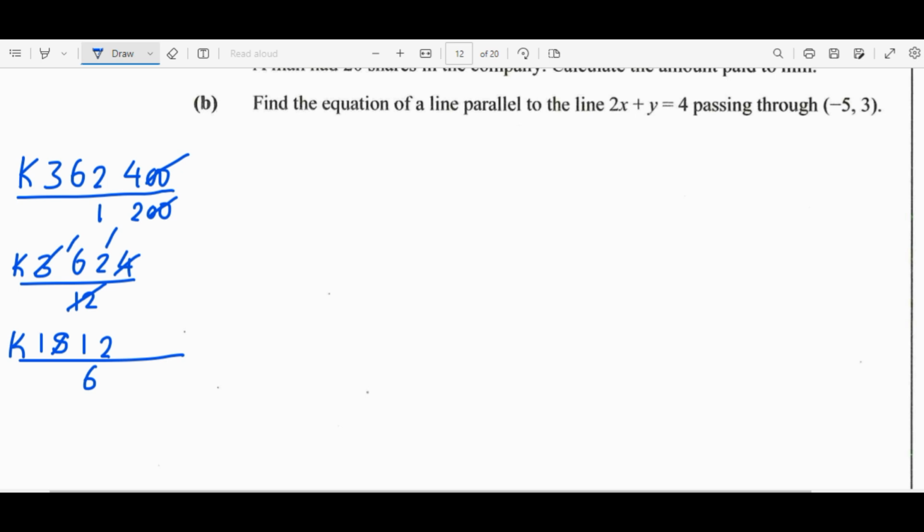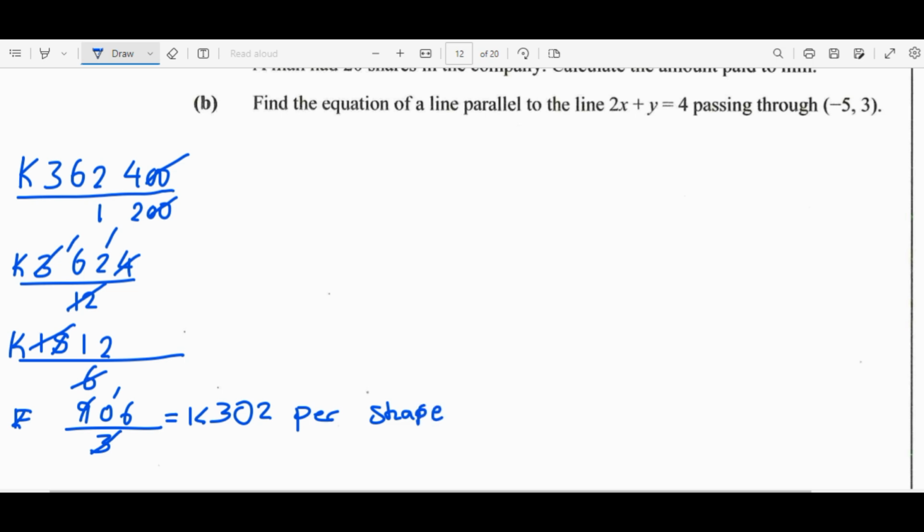Then from there, if 6 is still hard for you, you can still reduce. So 2 into 6 is 3. 2 into 18 is 9. Then 2 into 12 is 6, so we have 906 over 3, which is our final answer. 3 into 9 is 3, 3 into 0 is 0, 3 into 6 is 2, giving 302. So this was the amount of money paid per share.